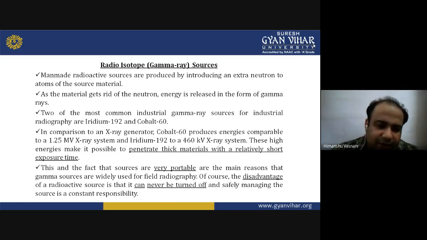Of course, the disadvantage of a radioactive source is that it can never be turned off, and safely managing the source is a constant responsibility. So we have an advantage, but we have disadvantages also. We have to safely manage the source. That is important.